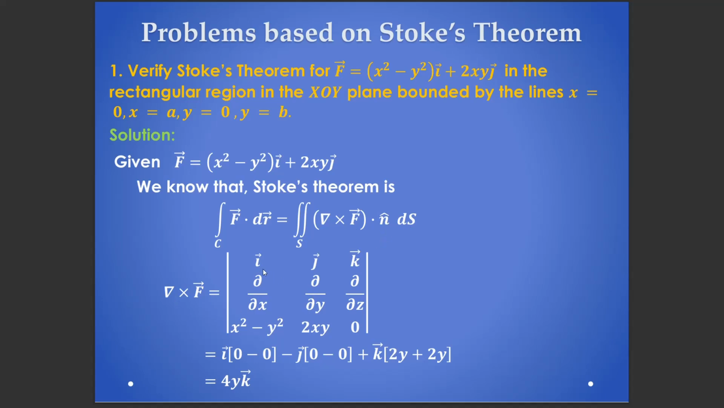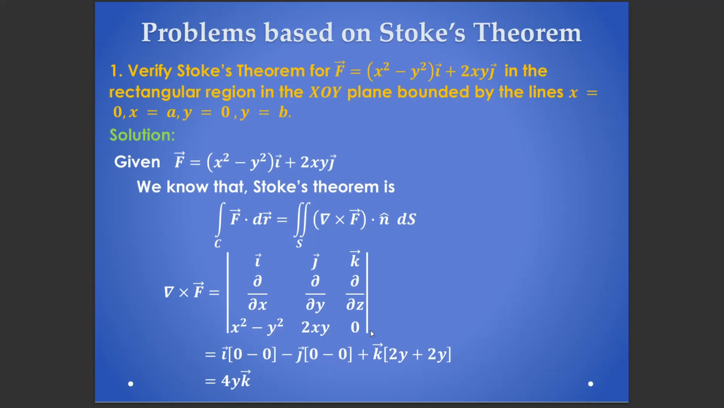So the surface integral of del cross F dot n cap into dS. Del cross F is equal to the determinant with rows i j k, dou by dou x, dou by dou y, dou by dou z, and then the third row: F1, F2, F3, where the coefficient of i is F1 and the coefficient of j is F2. So x square minus y square, 2xy, and F3, the coefficient of k, is equal to 0.